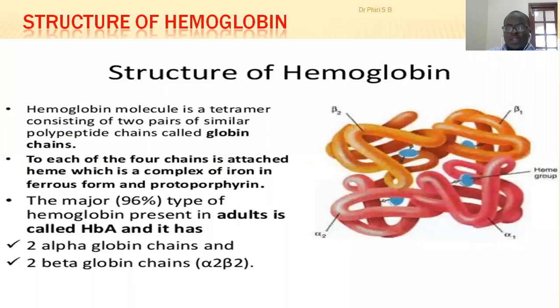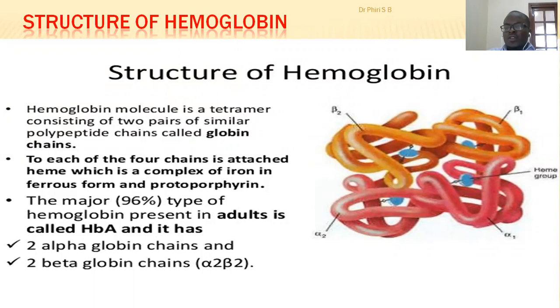So the diagram here is showing the structure of hemoglobin. This hemoglobin molecule is a tetramer consisting of two pairs of similar polypeptide chains, which are called globin. So you have these globin, you have polypeptide chains. You have two pairs, meaning that two are identical and the other two are also identical. So depending on the type of the hemoglobin, you have different combinations of these polypeptide chains.